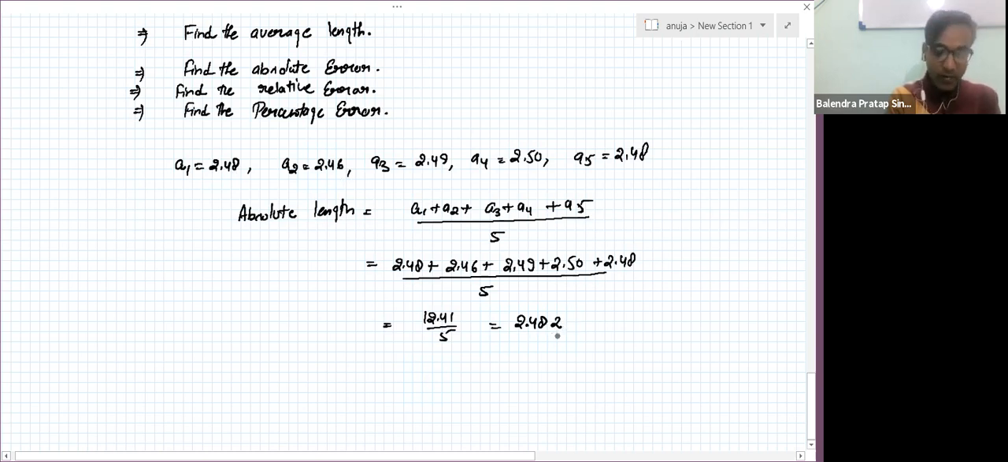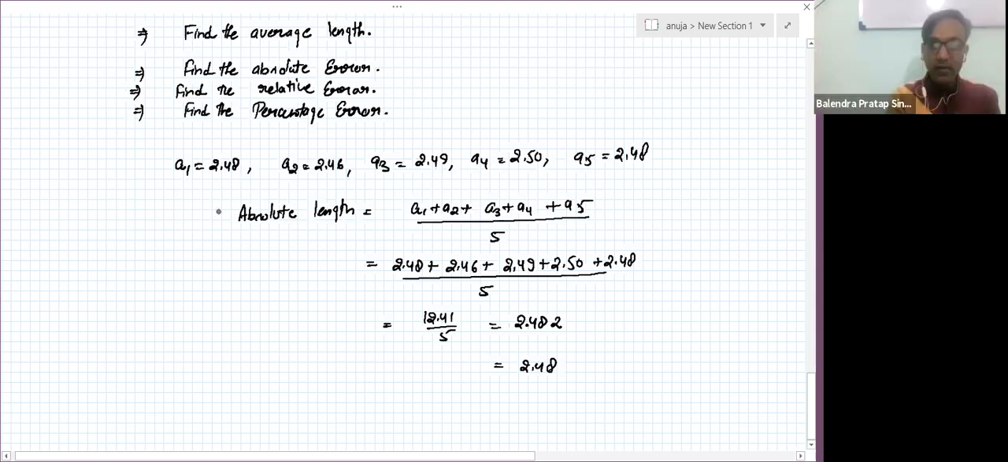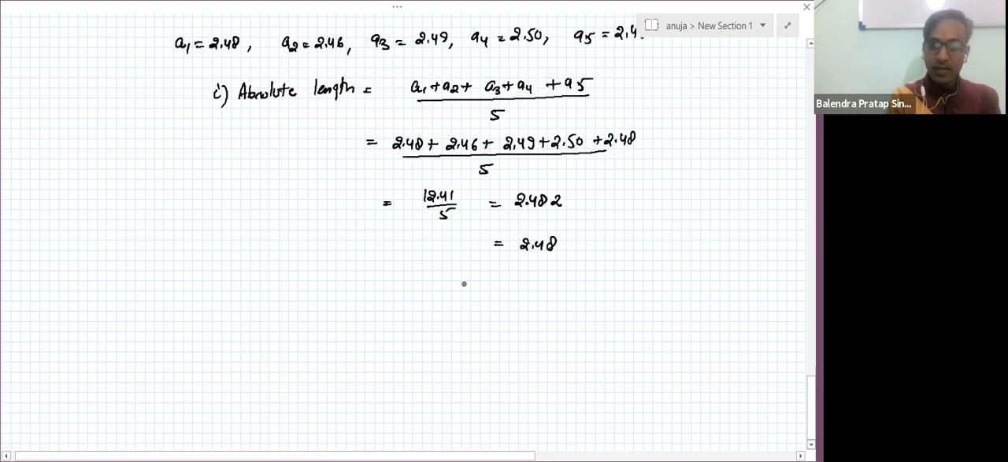Here all the values have 3 significant figures, here 4 significant figures. So we have to round off up to 2 places. That's why we learned how to find round off. So if we take round off, the exact value is 2.48, or we can say absolute value or average length. Okay, first part is clear? Yes, sir. So here the absolute value is 2.48.